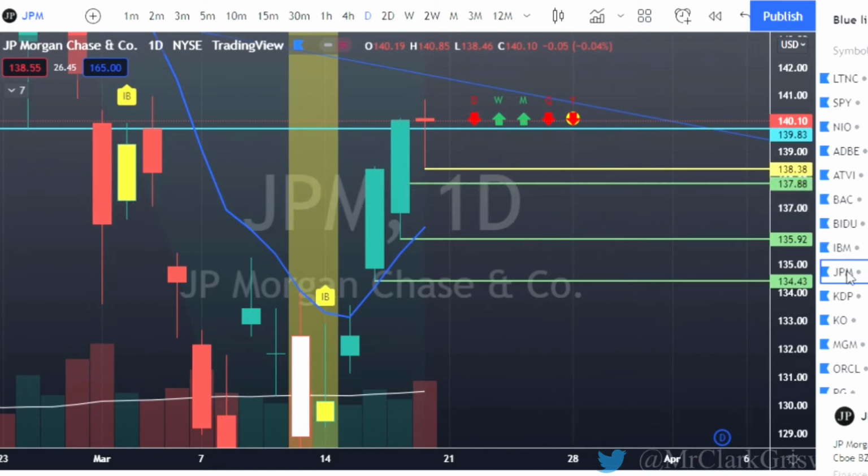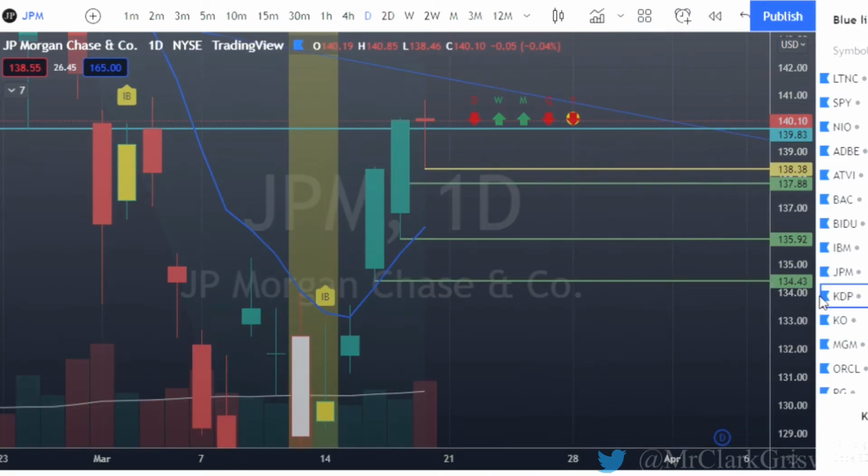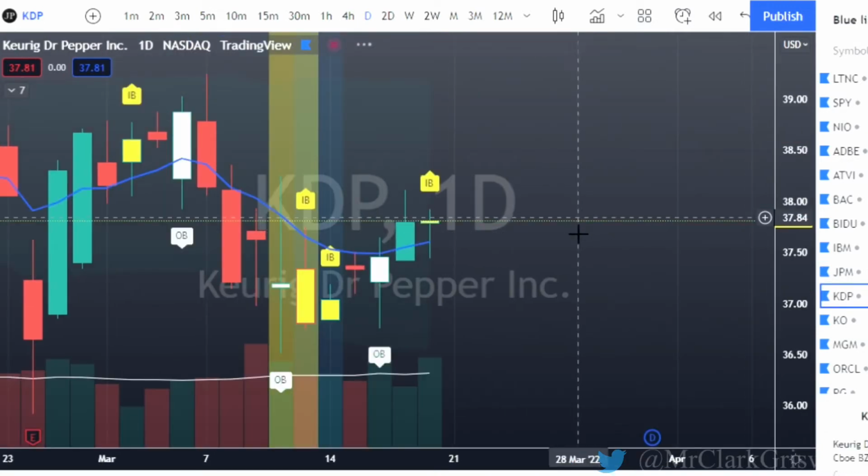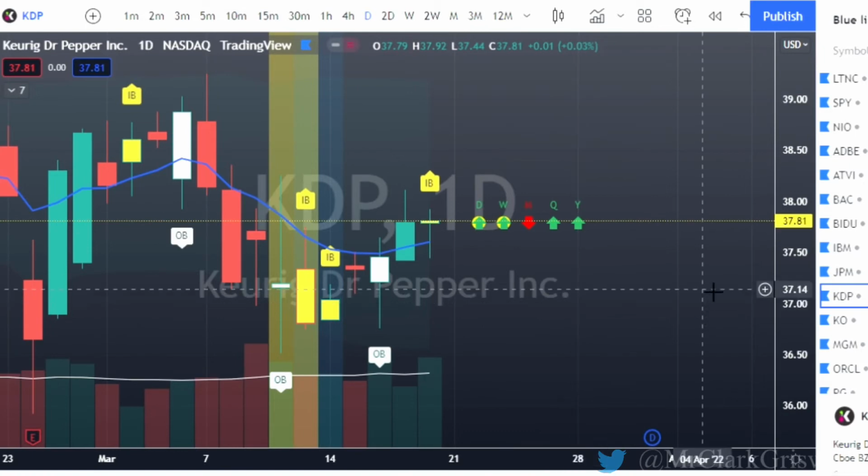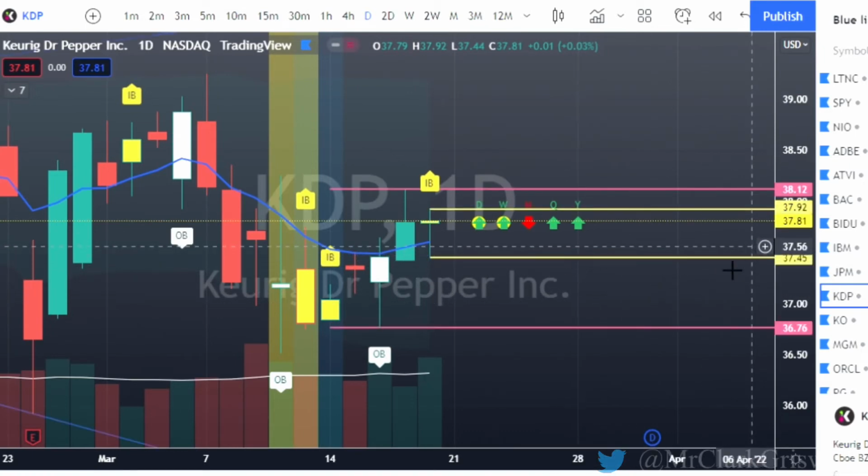Okay, next up, KDP, that's Keurig Dr Pepper. Has a nice little inside bar again. Love the inside bars, so we can take calls at 37.92, puts at 37.45.